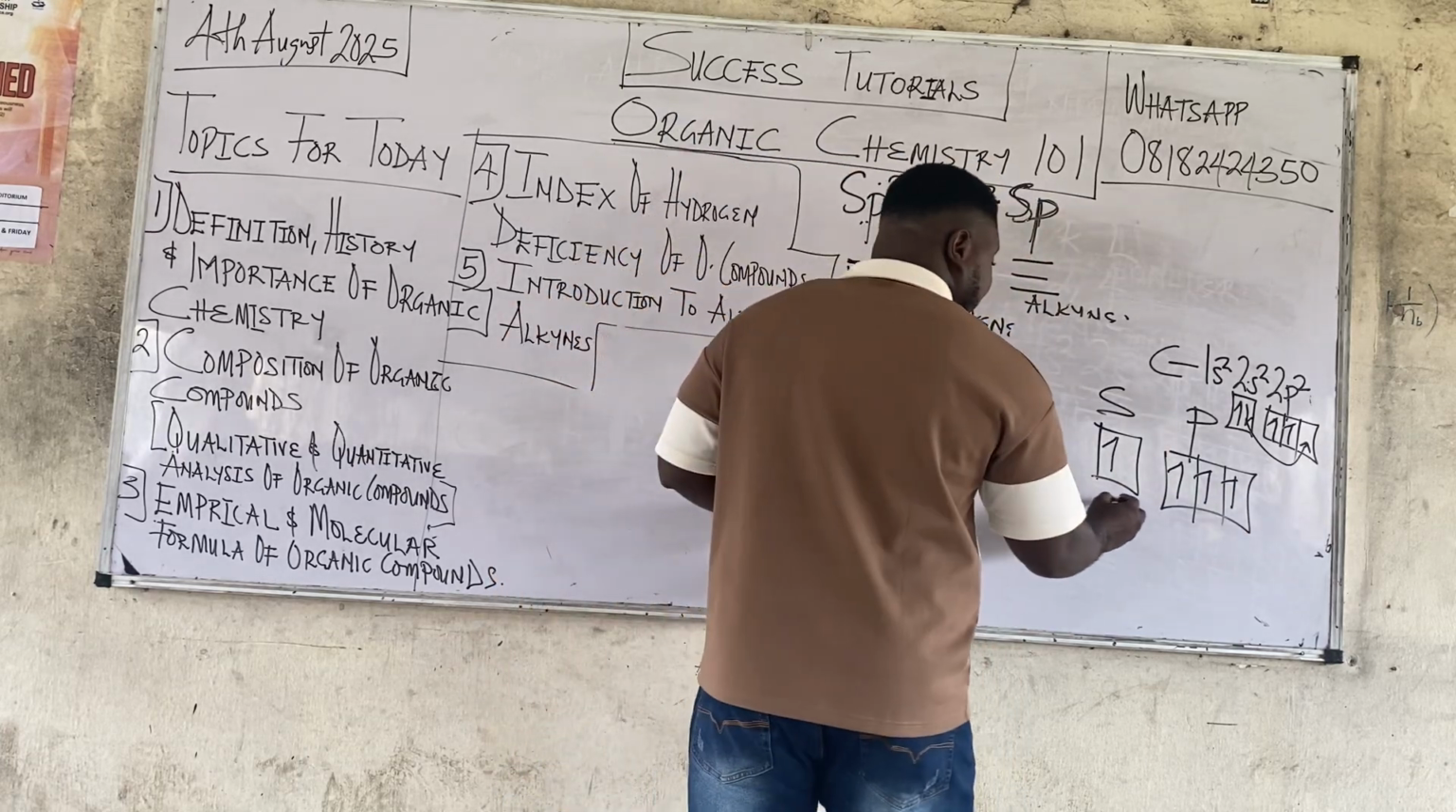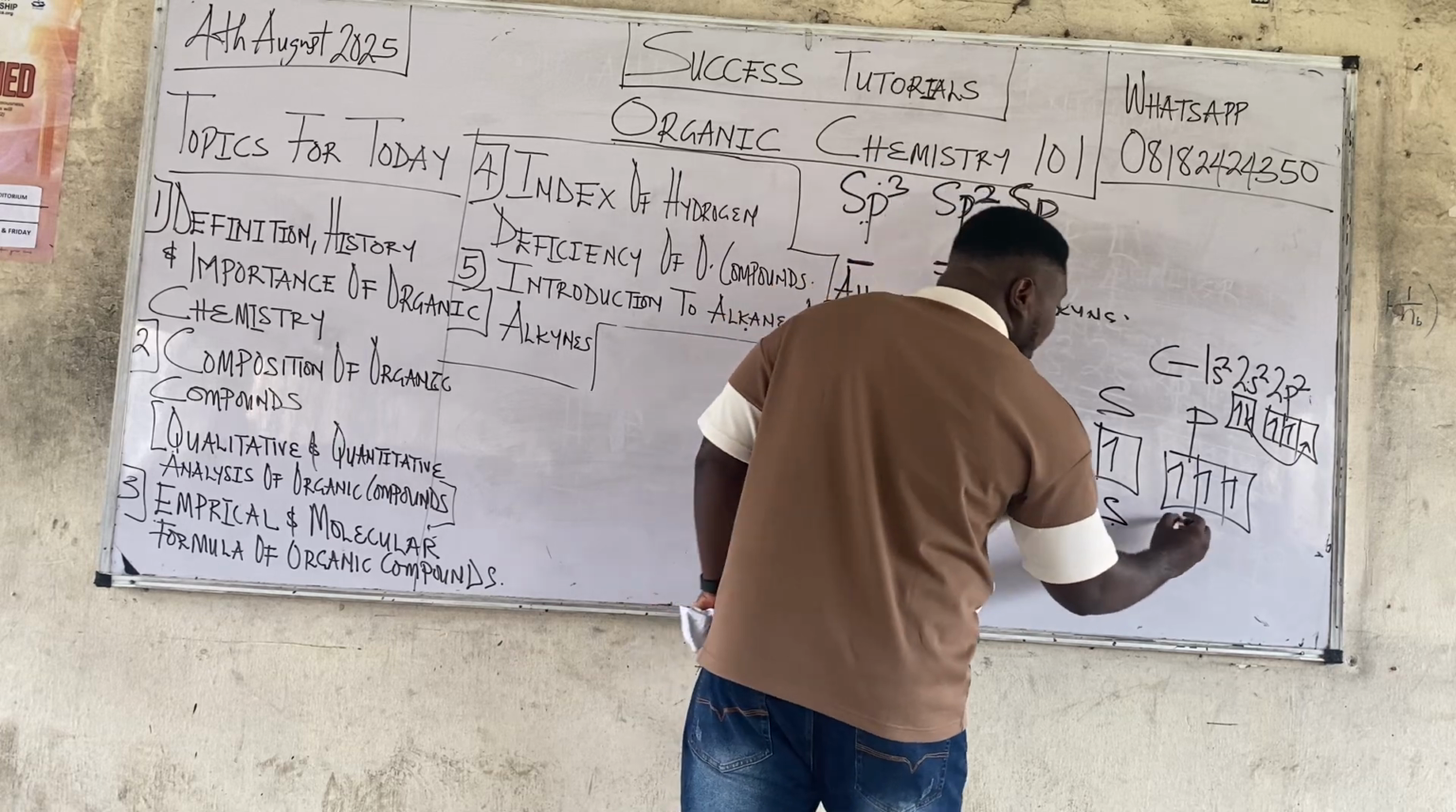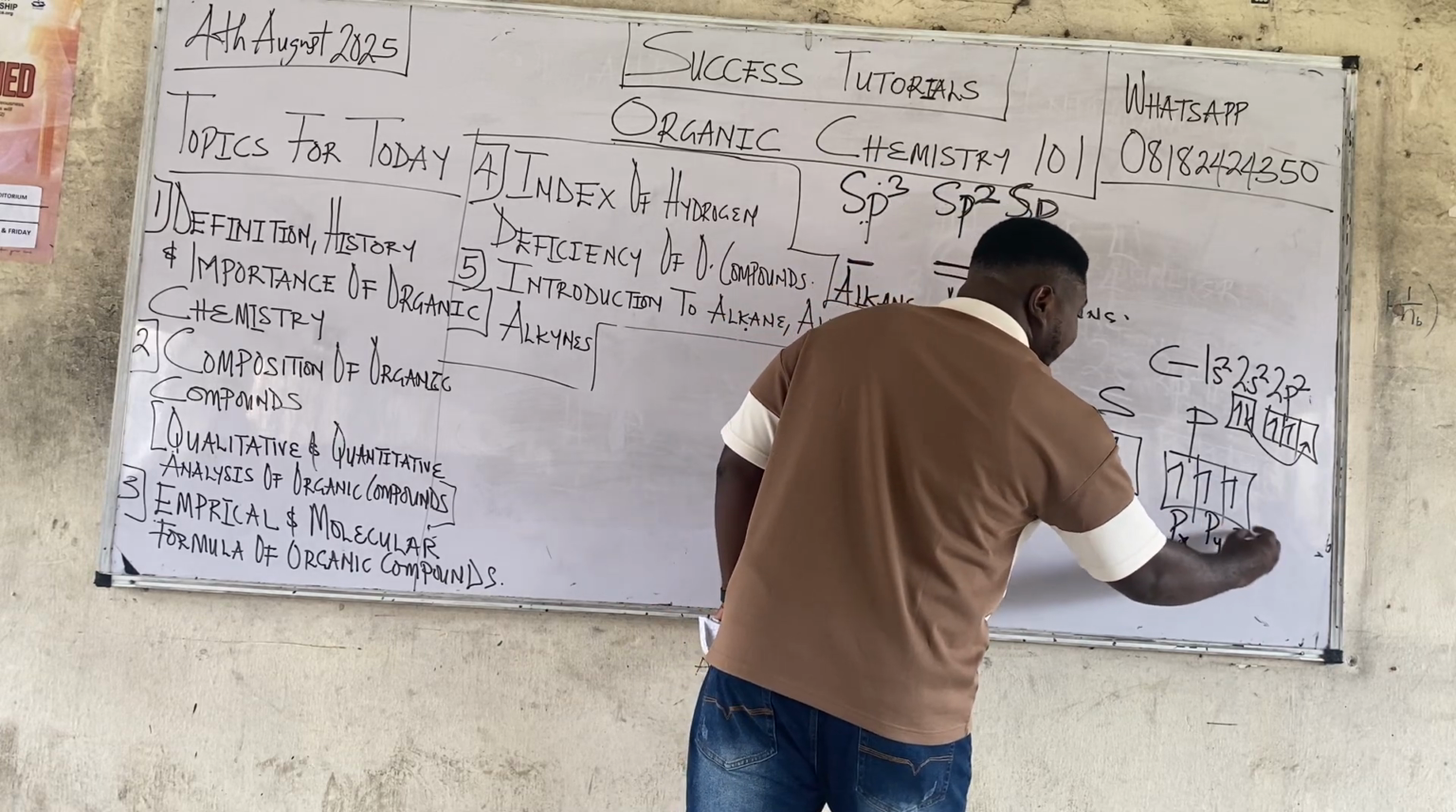And then hybridization starts, when the s orbital interacts with all the p orbitals, because we have px, we have py, and we have pz.